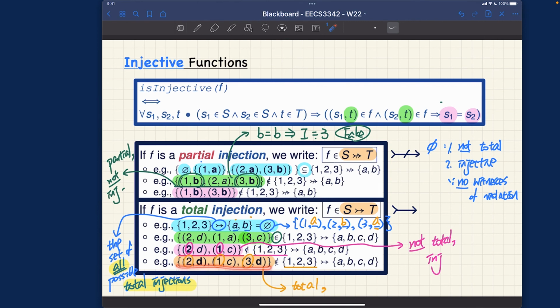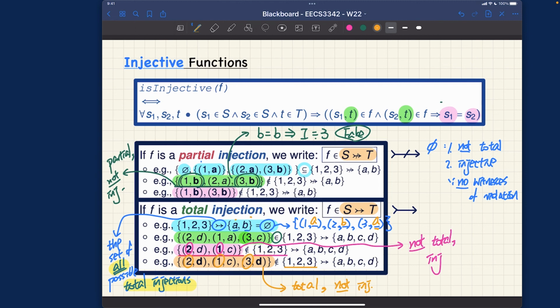Okay, this one for sure is total because we got 2, 3, 1, which is equal to this. Is it injective? Well, no, because you can see D and D over here, meaning that the corresponding domain values s1 and s2 must be equal if it has to be injective. But in this case, 2 and 3 are not the same, right? Let me just write this down again. But not injective.